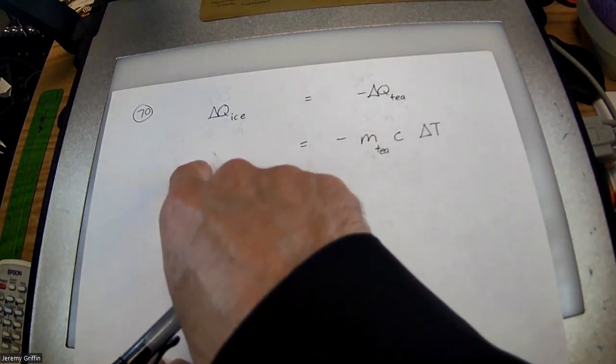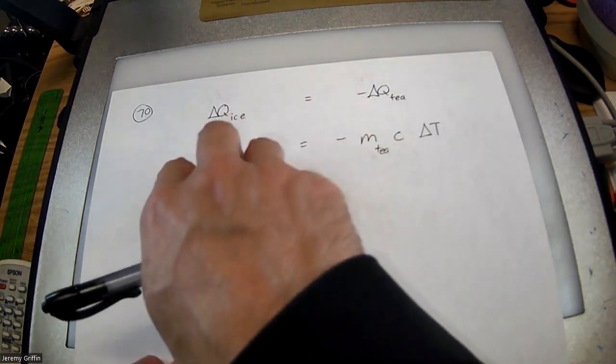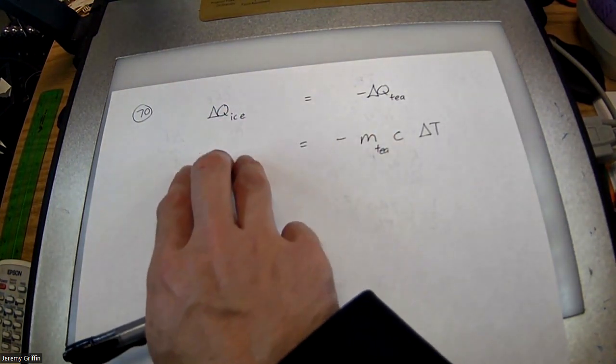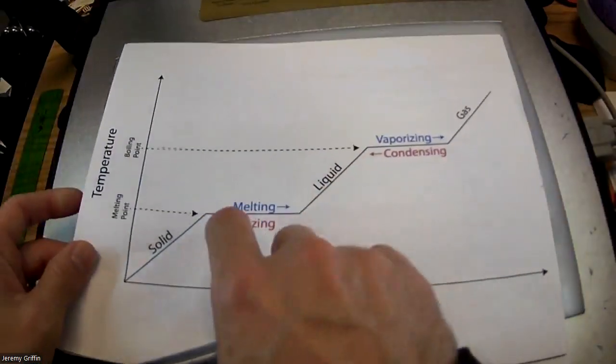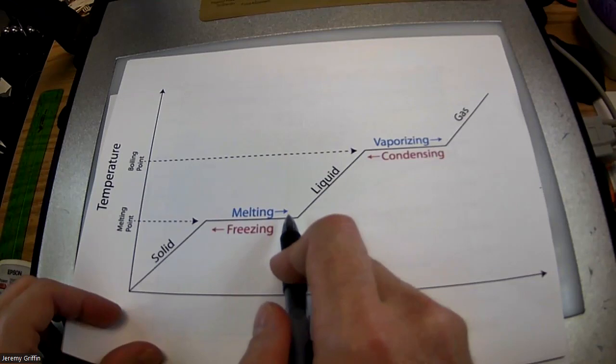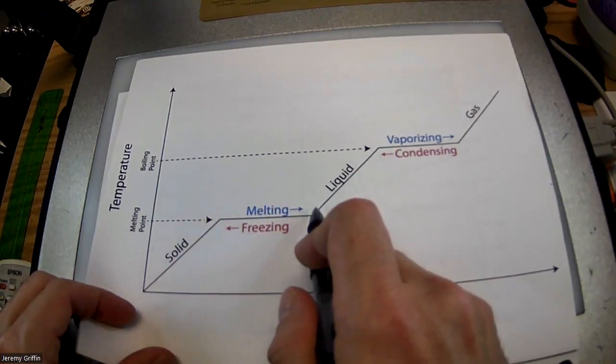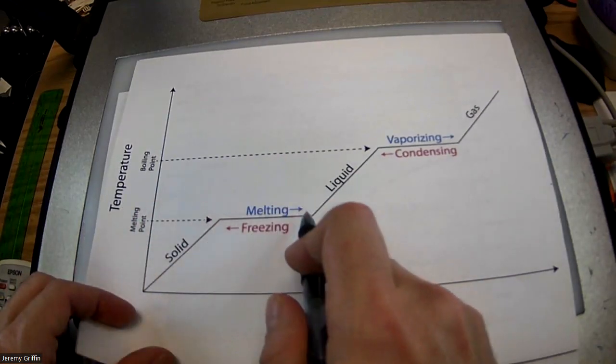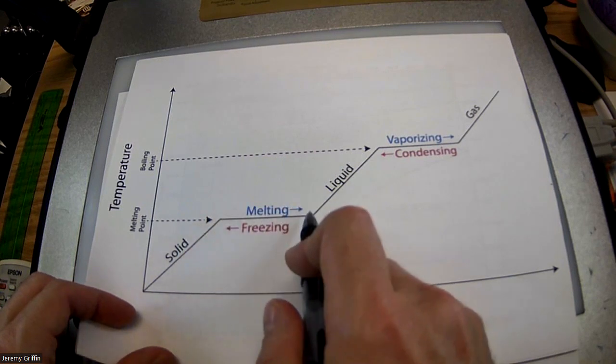Right? Now for the ice, there's a reason I did the tea first. I'm not going to do MC delta T for the ice. Now, why is that? Well, because there is no change in temperature of the ice. You're going from this point here to this point here, what's the temperature change? Well, there was no temperature change. You guys see that? We have all solid ice here and all melted away here.